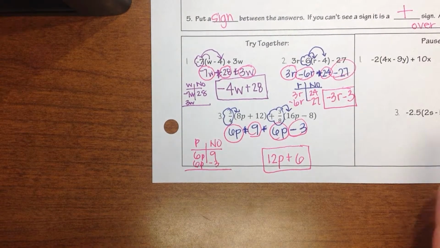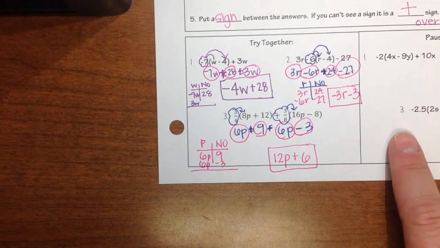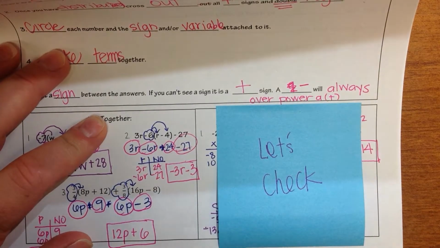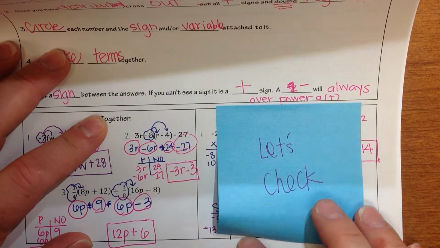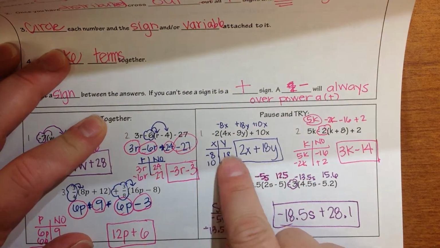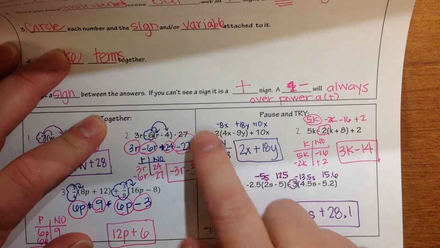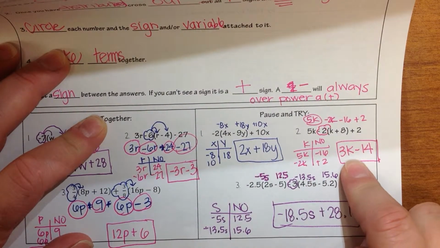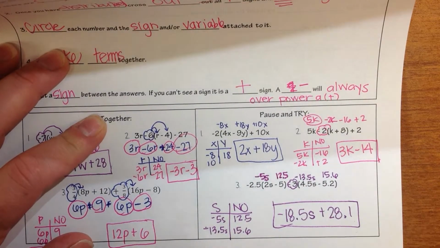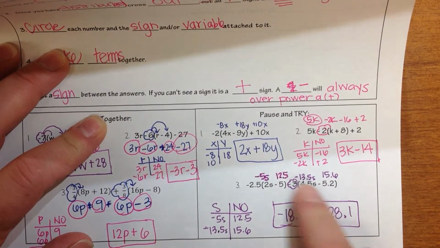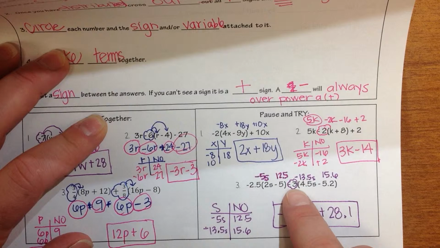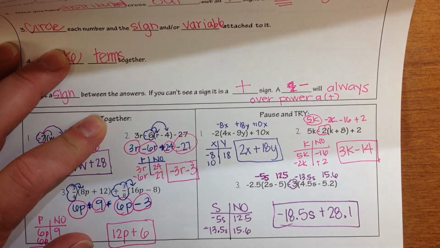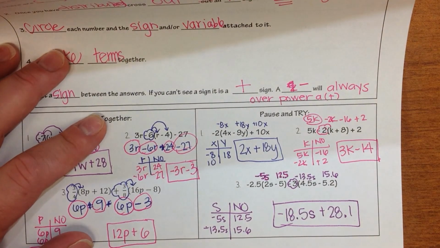Go ahead, pause, and try these ones over here. Okay, let's check and see how we did. So the first one, you should have 2x plus 18y. I've shown my work at the top where I distributed. For number 2 we have 3k minus 14. And here we have negative 18.5s plus 28.1. Make sure you take that negative 3 through with you. All right, let's have any questions ready so that I can answer them for you.